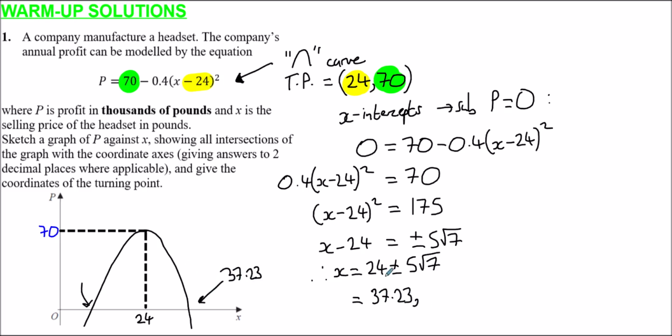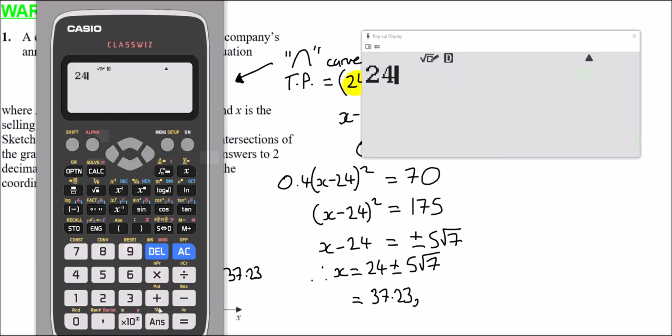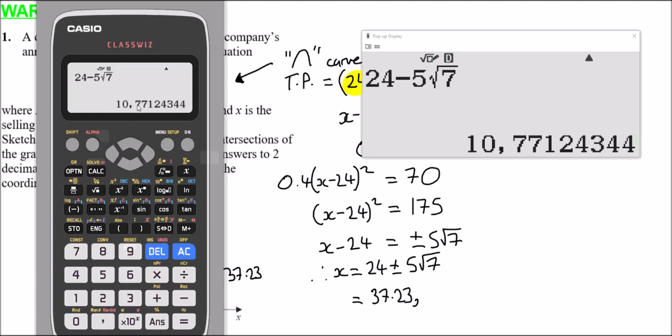And the lower intercept, 24 minus 5 root 7, we can work out very easily as well just by doing this. Press S arrow D, we get £10.77 to 2 decimal places. Remember, x is a selling price in pounds, and so 2 decimal places relates to the pennies, so £10.77.